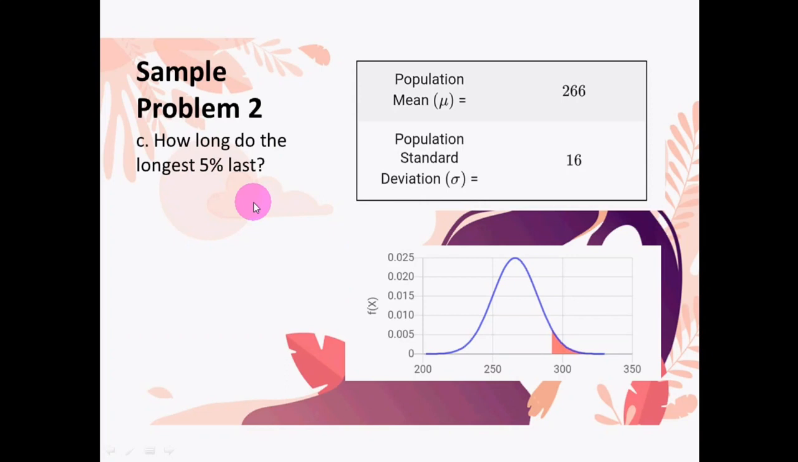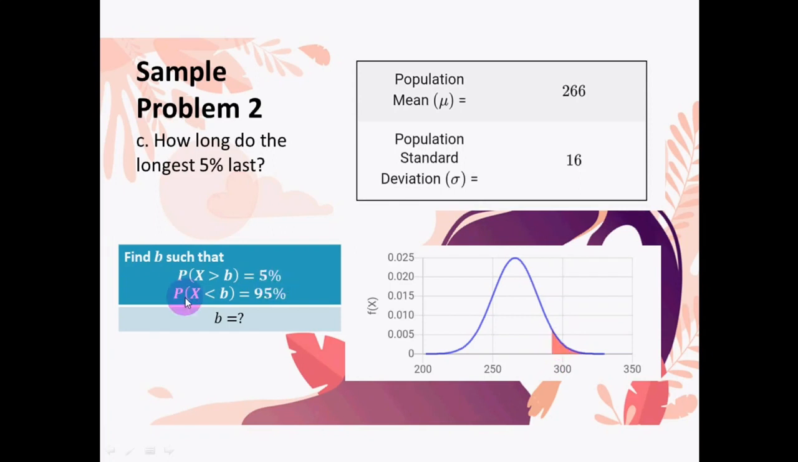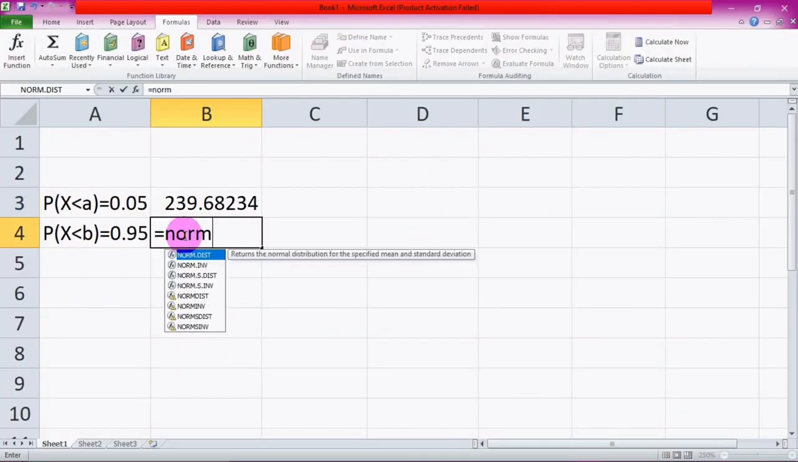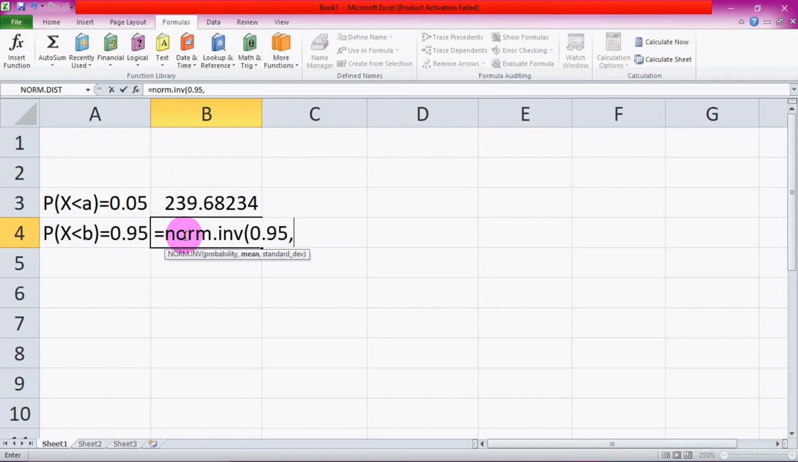So the third question is, how long did the longest 5% last? What is the value of B such that the probability that X is greater than B is 0.05? Or equivalently, we look for B such that the probability that X is less than B is 95%. Because if the area on its right side is 0.05, it means the area to its left is 0.95. This less than B is what we can use in Microsoft Excel. So we will use the probability 0.95. Using Microsoft Excel, equal sign, then norm dot inverse again, open parenthesis, the probability is 0.95. Then the mean is 266 days and the standard deviation is 16 days.